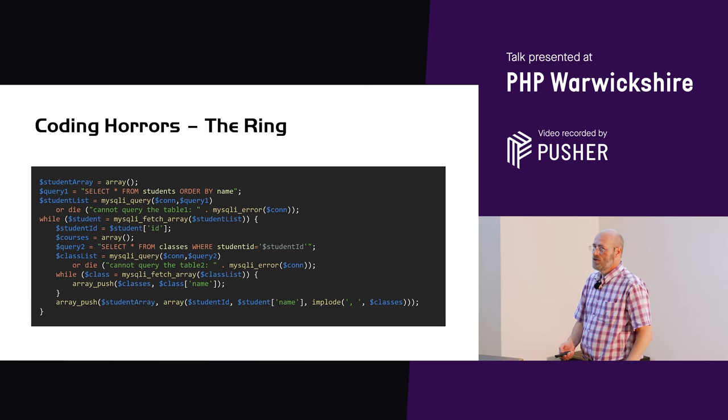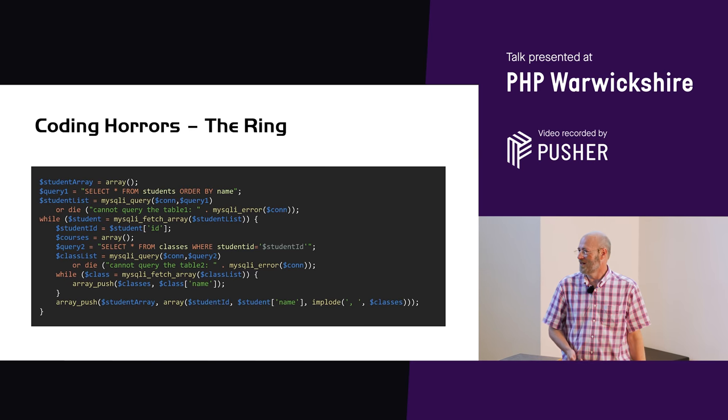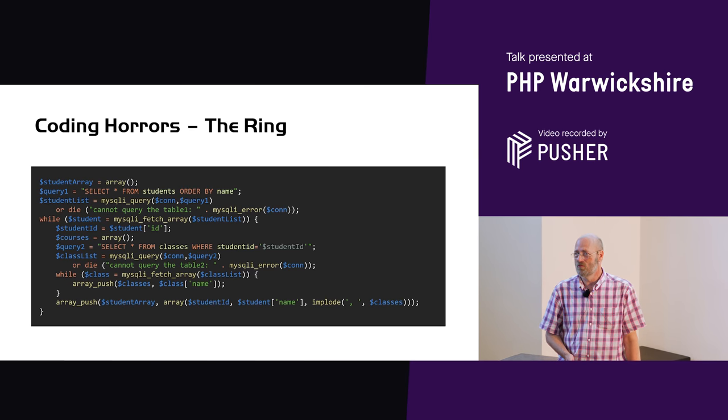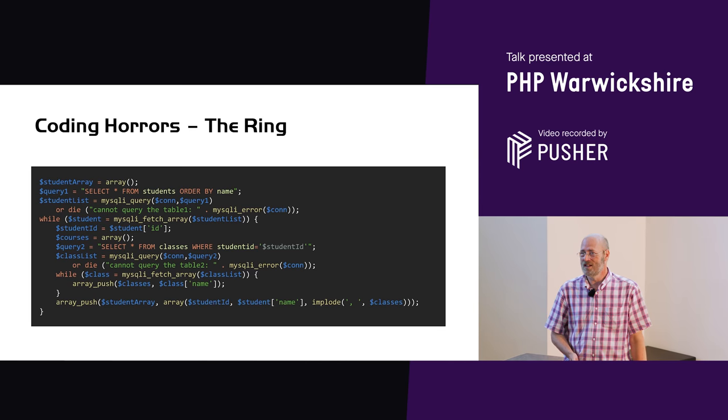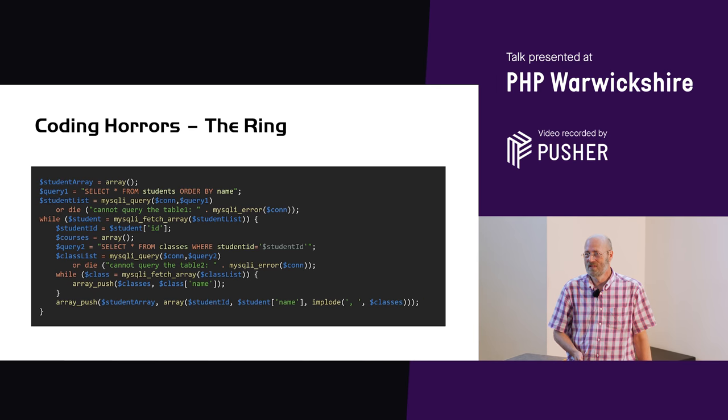And it was code that actually worked perfectly well. It did exactly what it was supposed to do. When it had first been written, it had been against a test database with half a dozen students on a handful of courses each. But the system was now running in production, and we had over 5,000 students.